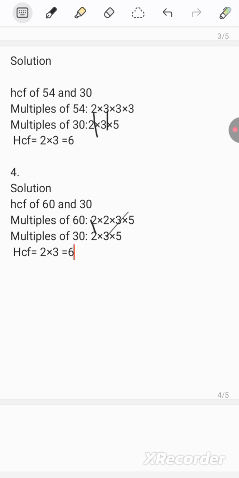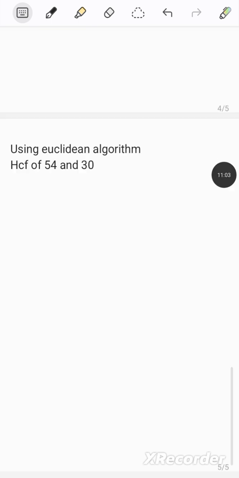Now, I want to go into the first method of finding the HCF. It is called the Euclidean algorithm, or you can call it the division method. Don't be scared, it is not a big word. Using the Euclidean algorithm to find the highest common factor of 54 and 30. This algorithm, or this method, is all about division. First, I will show you step by step, and I will explain. Now look.